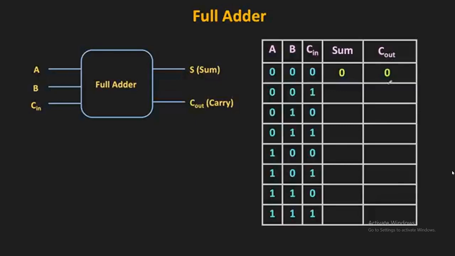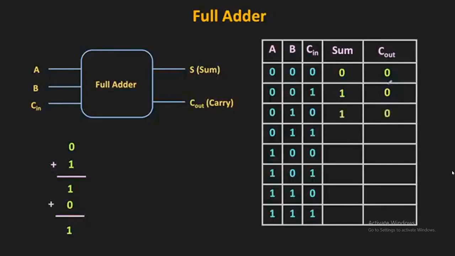Similarly, 0 plus 0 is equal to 0 and then this 0 plus 1 is equal to 1. That means in the second row, the sum is equal to 1 while the carry bit is equal to 0. In the third row, 0 plus 1 is equal to 1 and then 1 plus 0 is equal to 1. That means in the third row, the sum is equal to 1 and the carry bit is equal to 0.